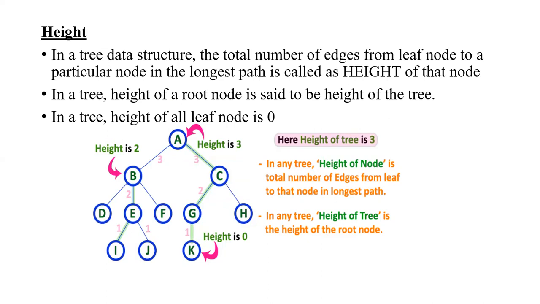So from B, the longest path to the leaf node is going to be B to E, E to I. So it is going to be 2. For C, it is going to be C to G, G to K. And another path is C to H. So we have to take the longest path. So for C, the height is going to be 2. That is from C to G, G to K. For K, the height is going to be 0, as K is a leaf node. Now for A to B, B to E, E to I. So the height is going to be 3.